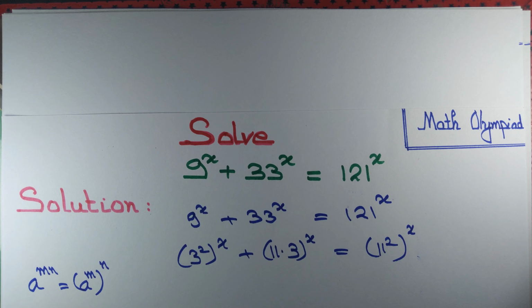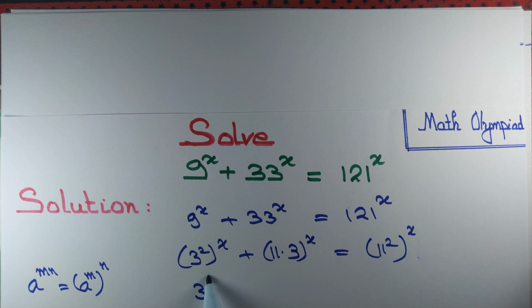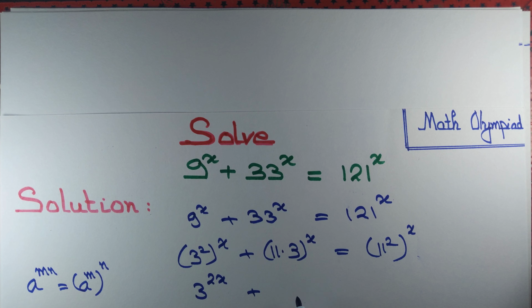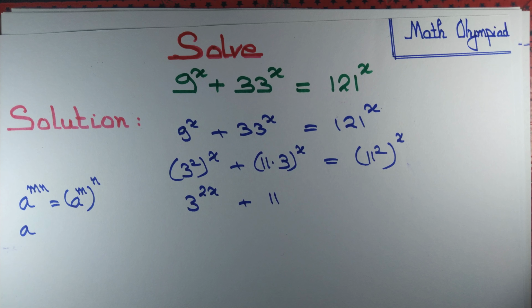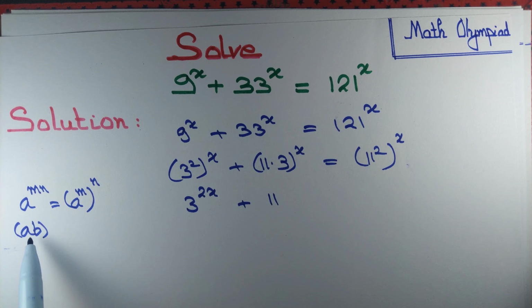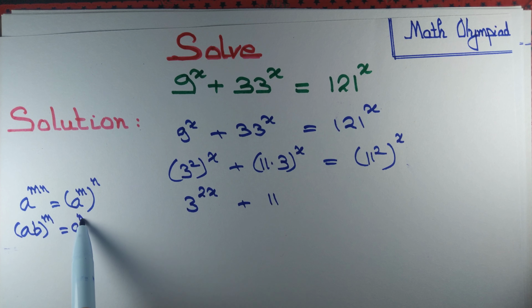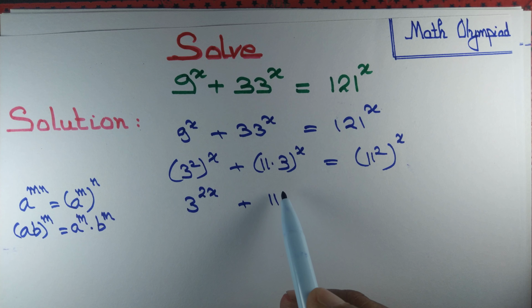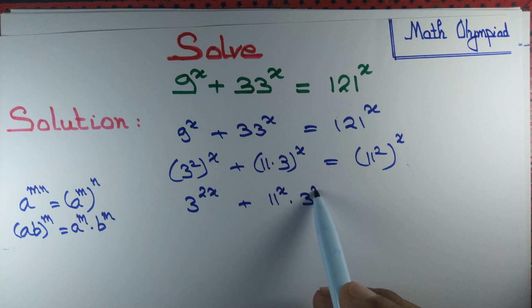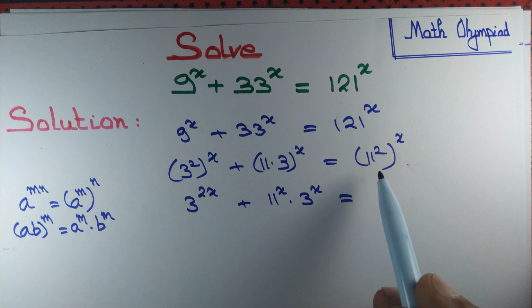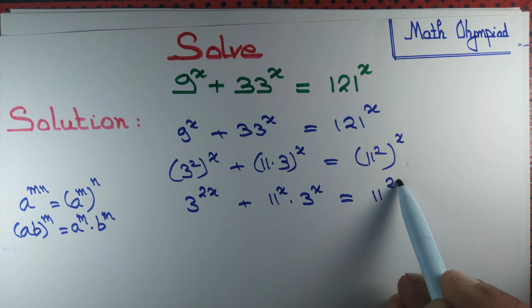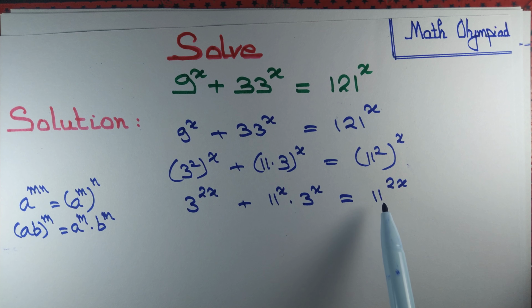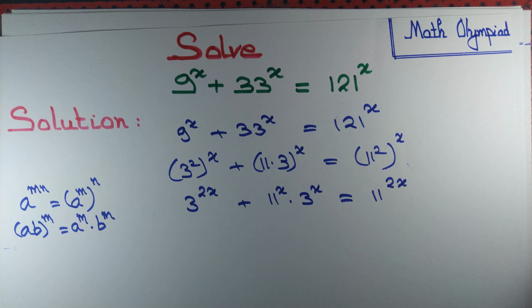So we take a equal to 3, and we can write it as 3 to the power 2x plus, here we can use the identity that ab to the power m equals a to the power m into b to the power m. So this is equal to 11 to the power x into 3 to the power x equal to, here again a to the power mn equals a to the power m into a to the power n, so 11 to the power 2x. Now we see that similar numbers exist, 11 and 3, but still we are not able to compare the left hand side and right hand side.